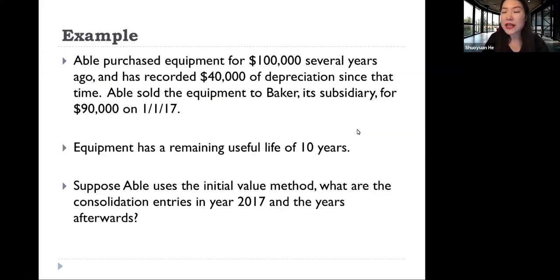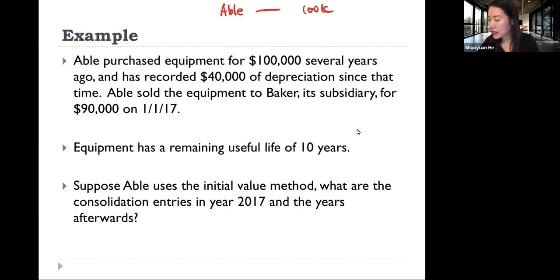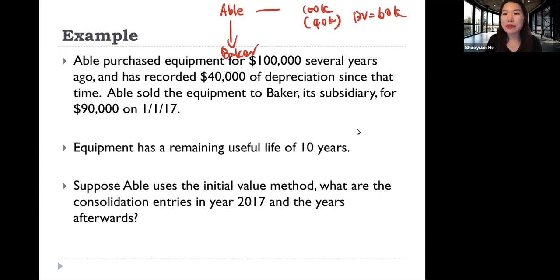So here, let's look at an example. Able is the parent. Able purchased the equipment for 100,000 several years ago and has recorded 40,000 depreciation, so the book value now is 60,000. Able sold the equipment to Baker. Baker is Able's subsidiary. The equipment is sold for 90,000 in 2017, and the equipment has a remaining useful life of 10 years.